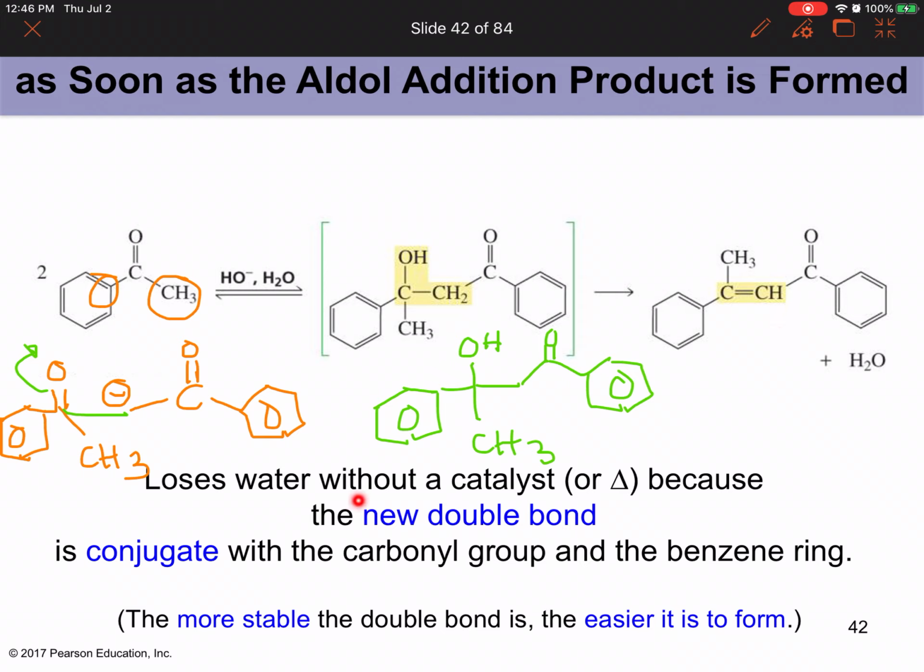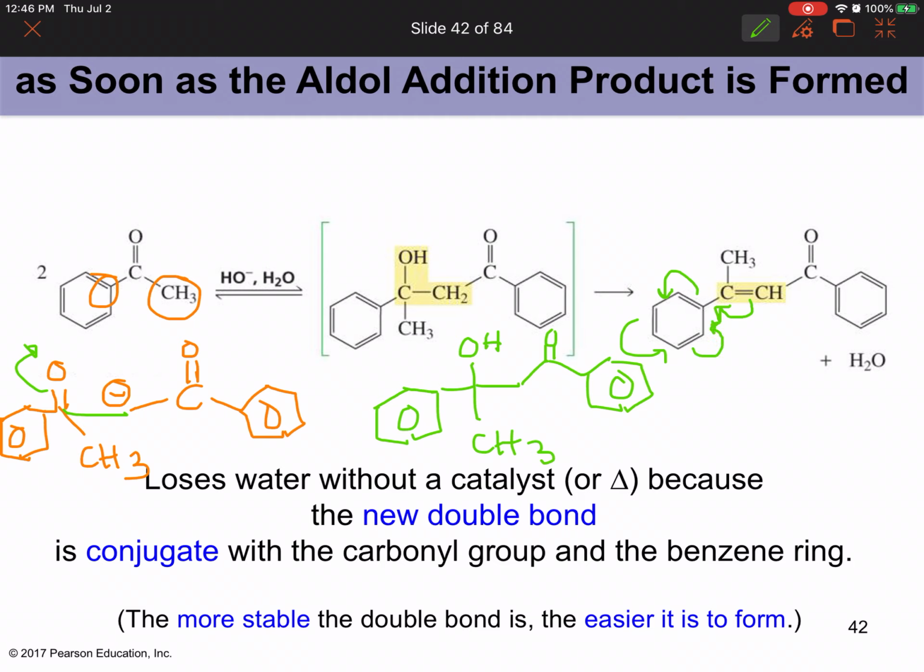It loses water without catalyst or heat because the new double bond is conjugated with the carbonyl group and the benzene ring. The more stable the double bond is, the easier it is to form. This double bond has extra stability due to the conjugation with the pi system of the benzene ring. You see, it's a beautiful conjugation.